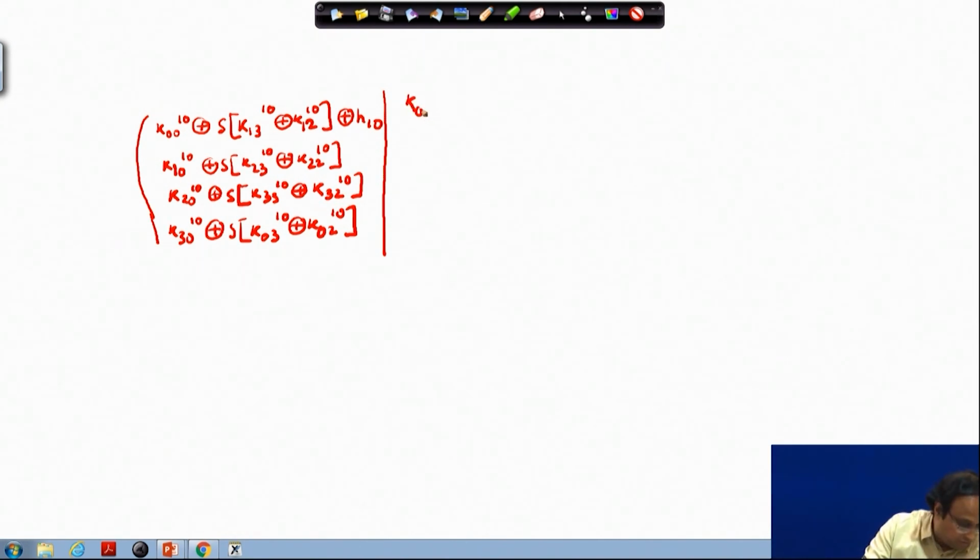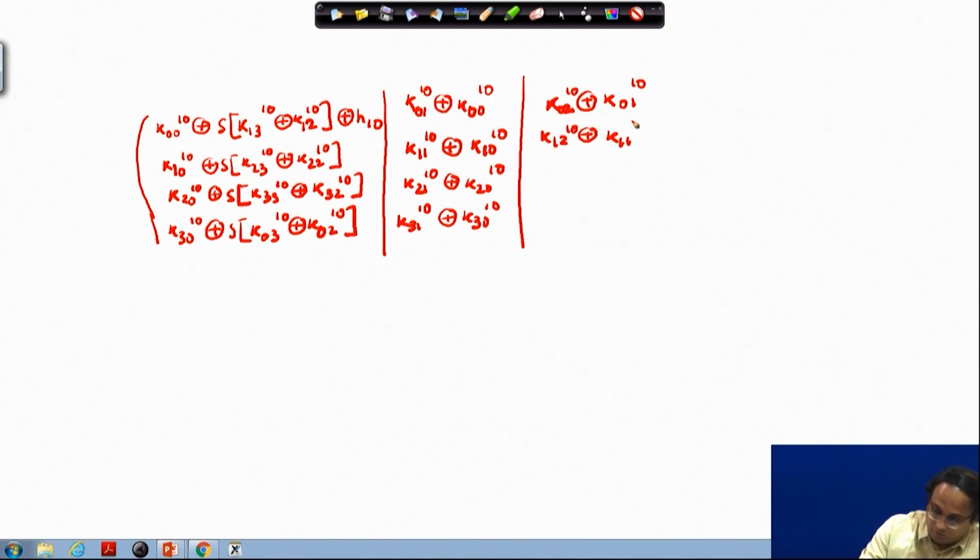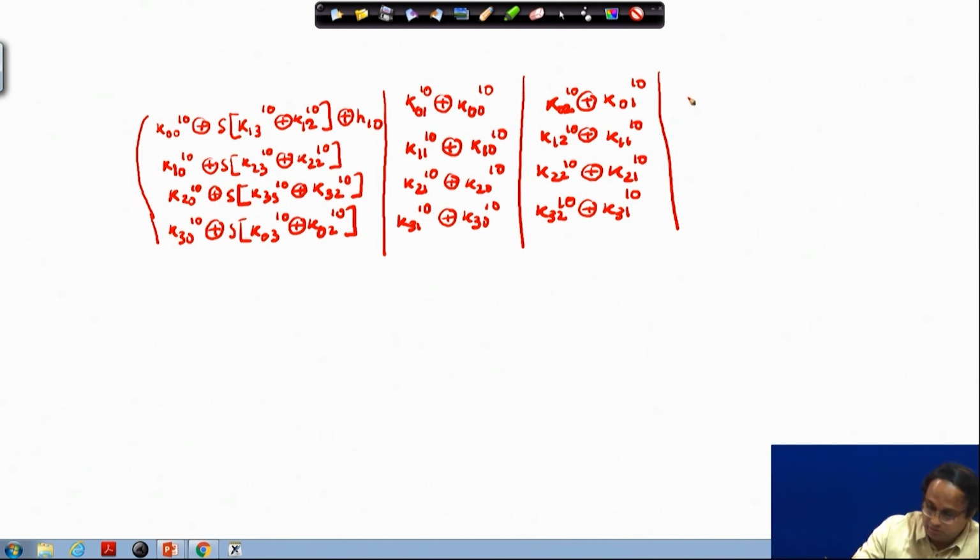For the others, it is very straightforward, because you just XOR the successive columns: K0110 XORed with K0010, K1110 XORed with K1010, K2110 XORed with K2010, K3110 XORed with K3010, and then K0210 XORed with K0110, K1210 XORed with K1110, K2210 XORed with K2110, and K3210 XORed with K3110.